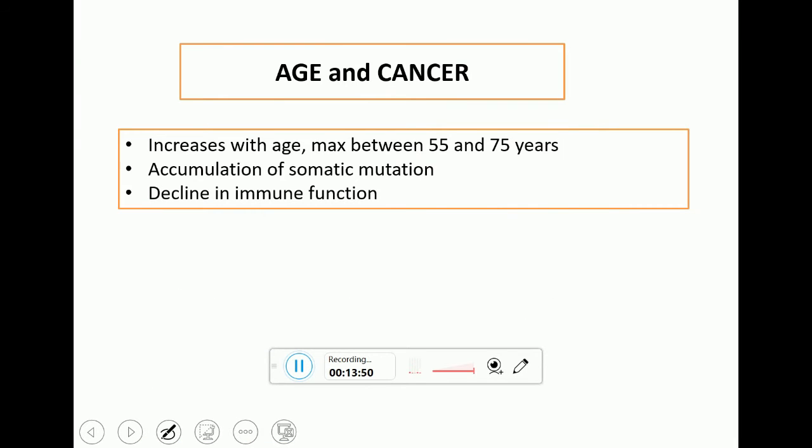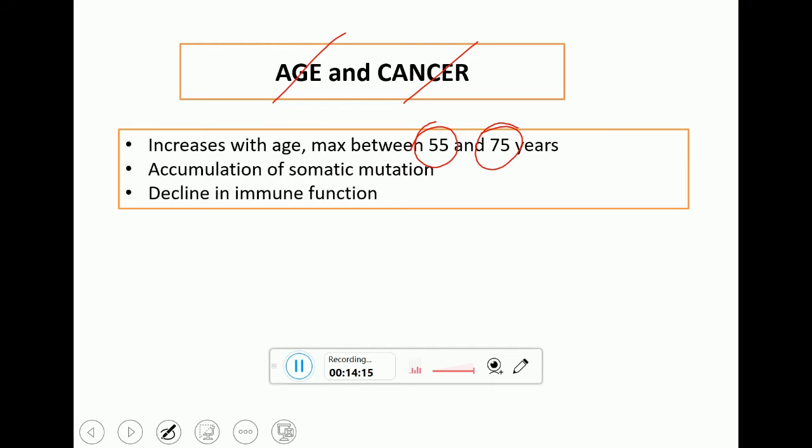Now, age and cancer, how they are related. A particular individual in a younger age will have a more efficient immune system than an individual in the age bracket of 55 to 75. He will be generating better immune cells, or better B cells or T cells, to fight the mutation which is occurring in the body.